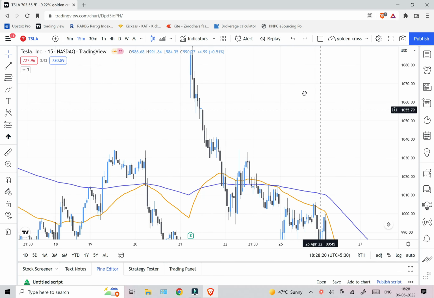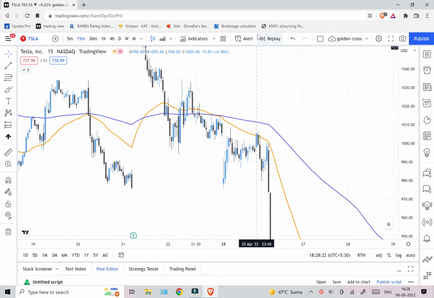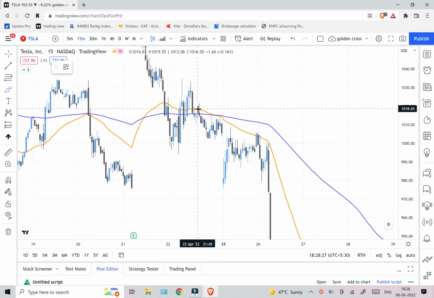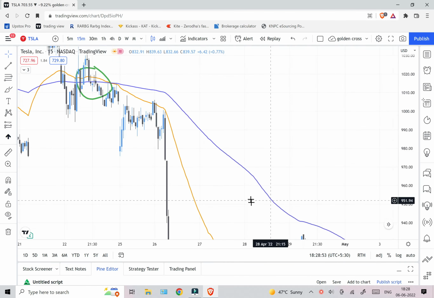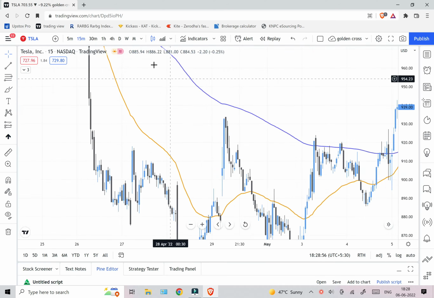Moving forward, over here 50 moving average is at the top and 200 is at the bottom. But what's the one rule that I said to you? If the distance is less, you will not trade. Let's go see more charts.